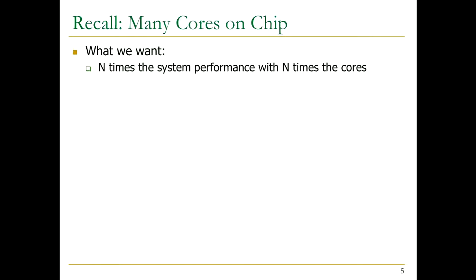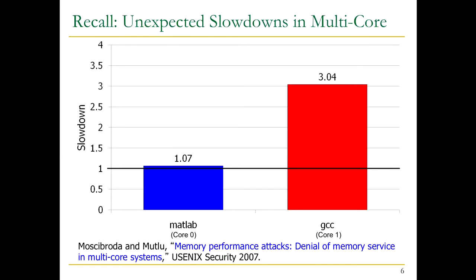Recall that if you want to add more cores to the system, we want to get more performance, right? Ideally, that's what we like. But I showed you this picture based on an experiment that we did at Microsoft Research more than 10 years ago. That showed that if you run these two applications together, one application doesn't slow down that much, whereas the other application slows down by almost 3x.